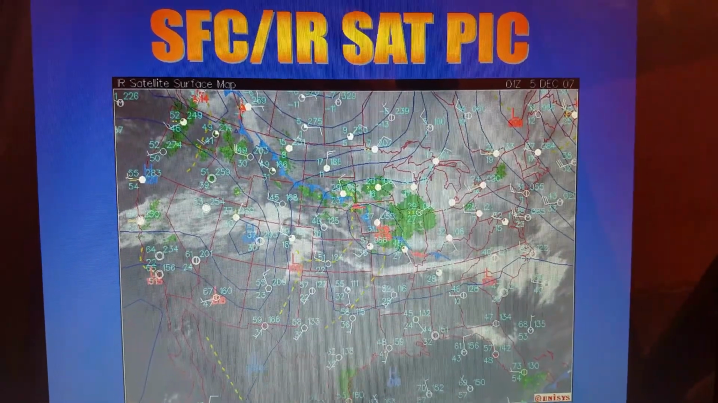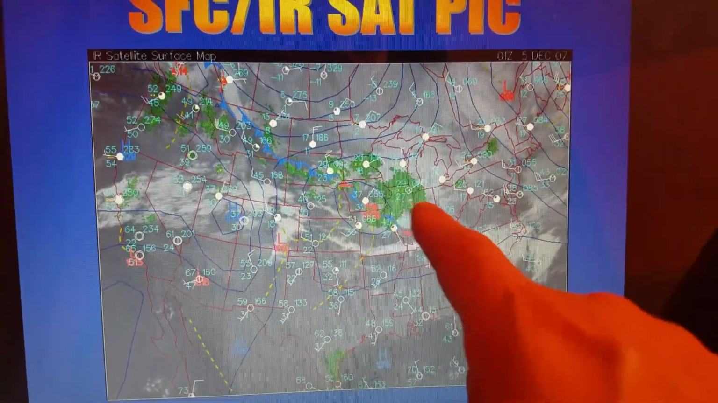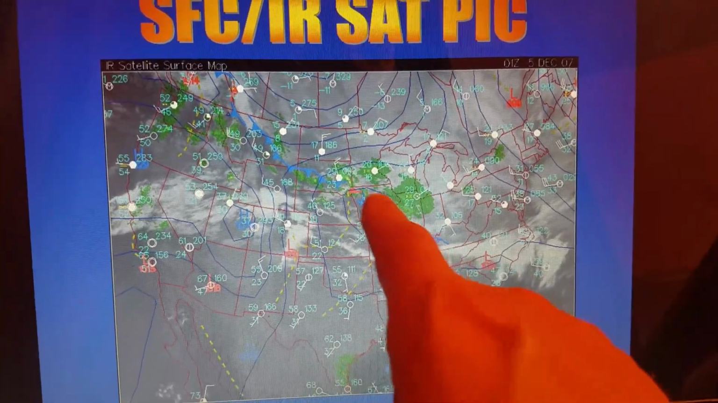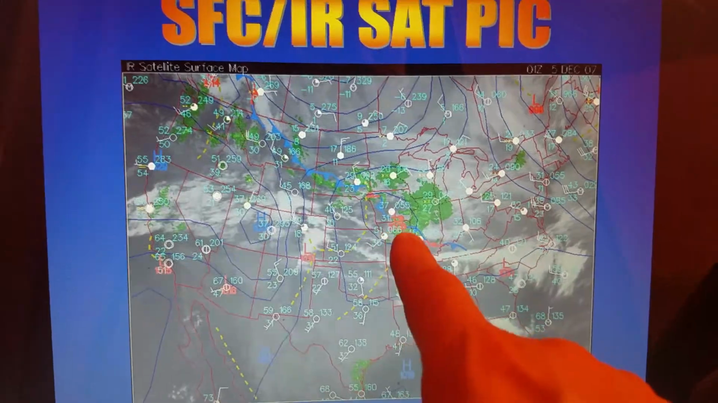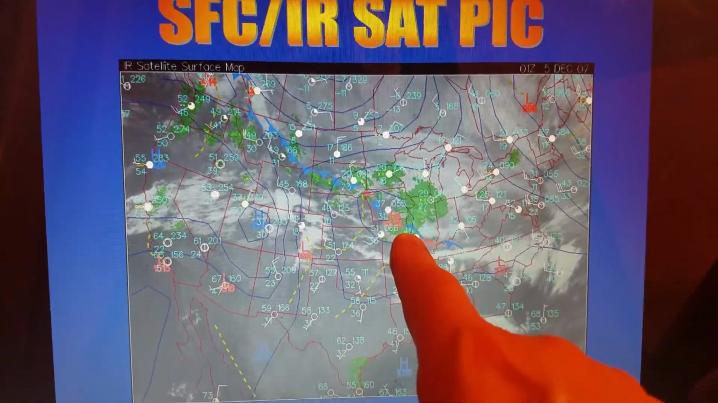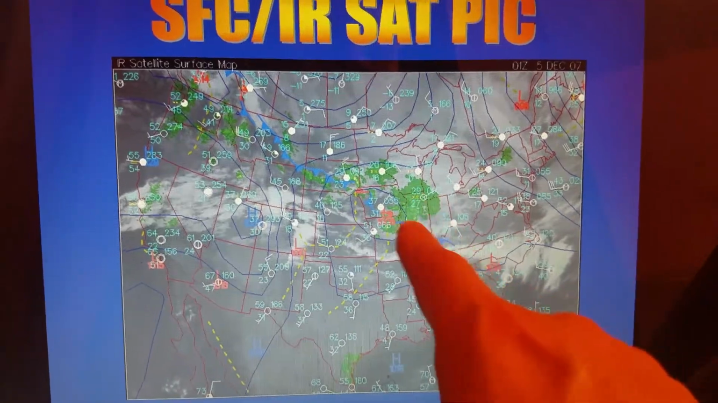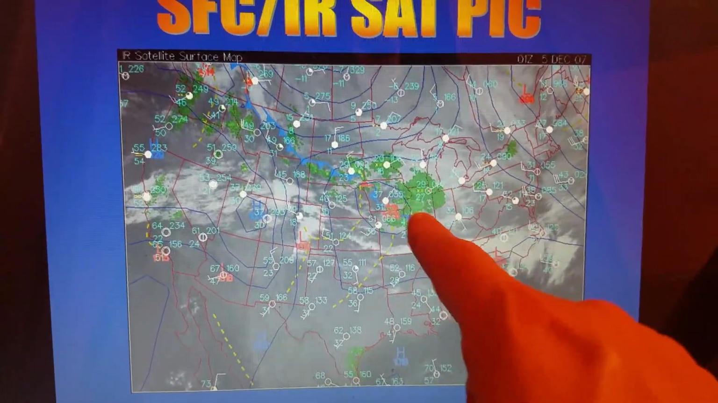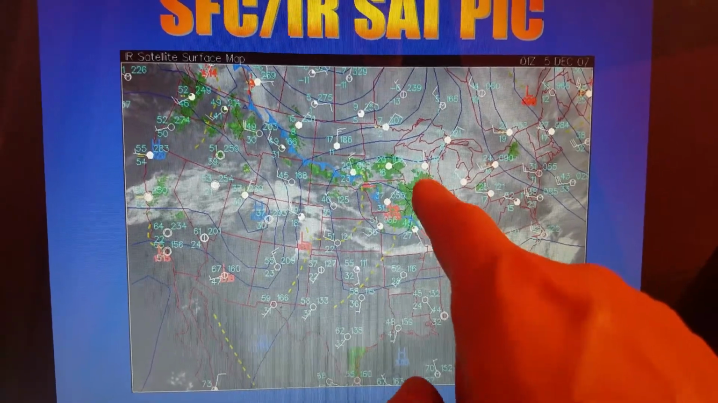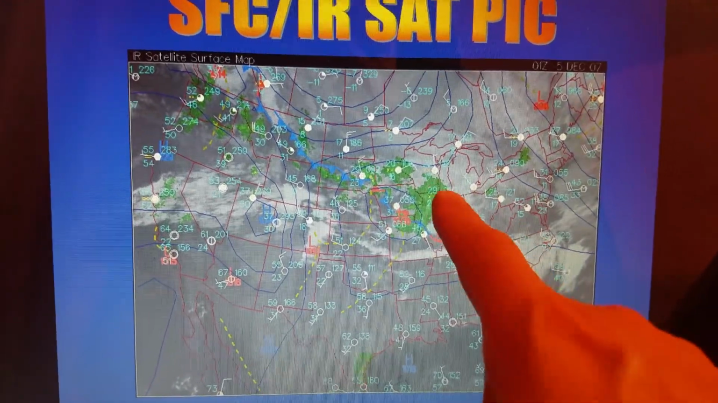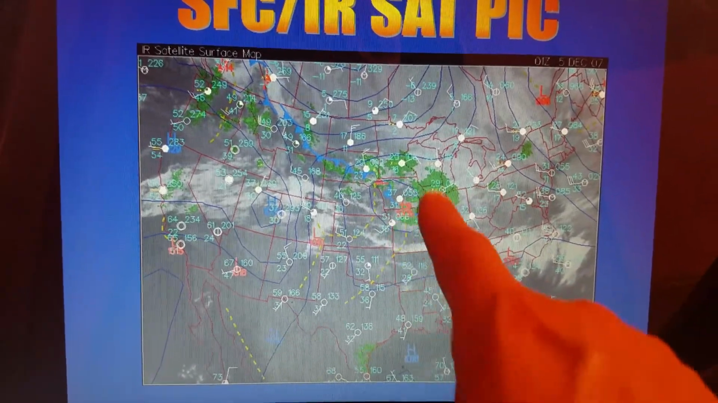All right, here's an actual surface analysis with an infrared satellite picture overlaid on top of it. At this time, you see the low pressure system, like I said, around Nebraska into northern Missouri, southern Iowa. This green area is actually not rain. It's just showing you where there's precip falling. For example, at this point in time, Chicago had light snow and a temperature of 29 degrees. So anywhere you see this green, that's associated with this Alberta Clipper, this low pressure system.